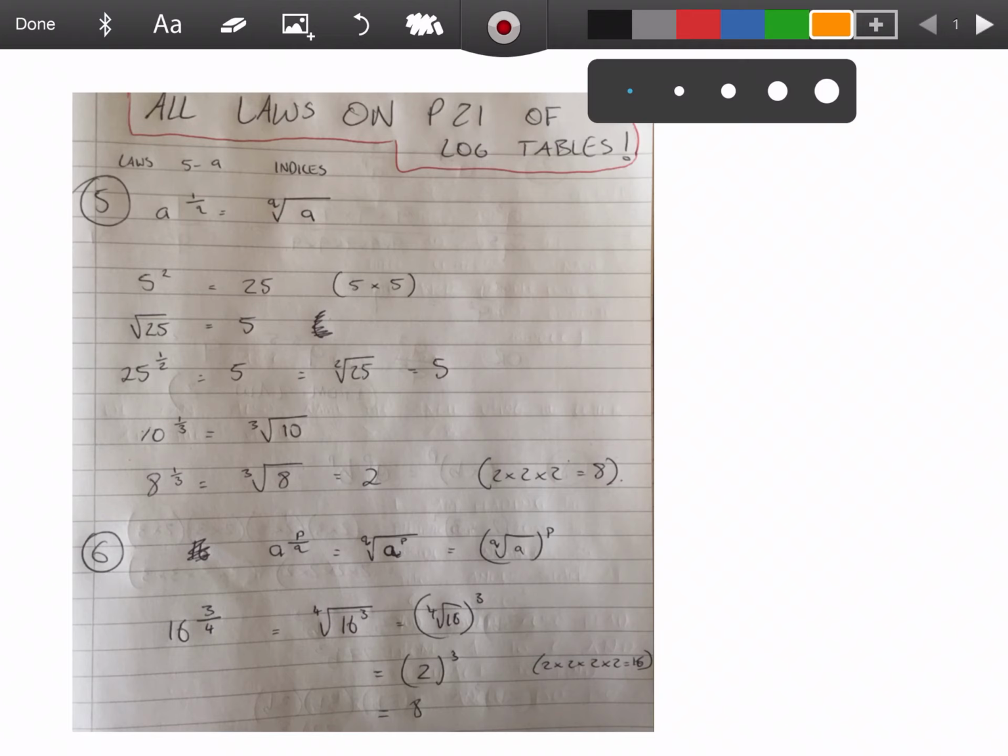Just wanted to run through some of these laws of indices. We're doing 5 to 9 today, and these are all on page 21 of your log tables, so you don't have to learn them off or anything along those lines.